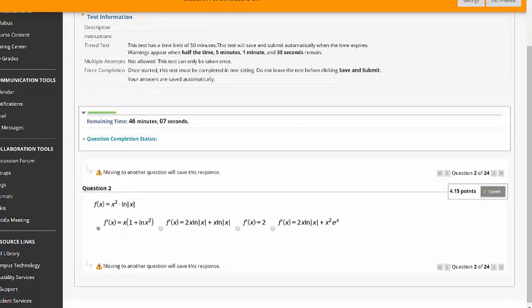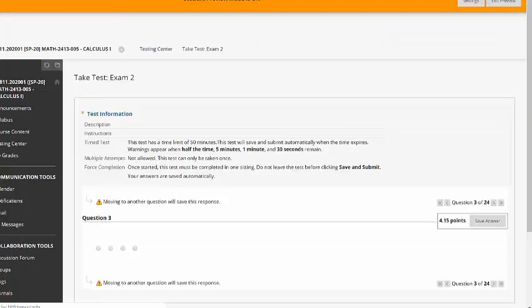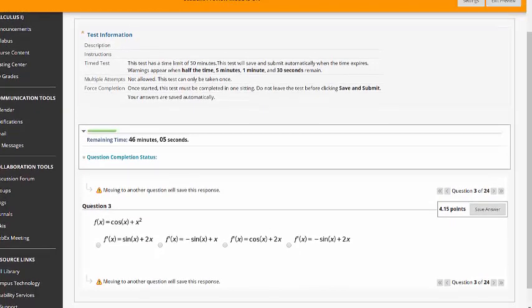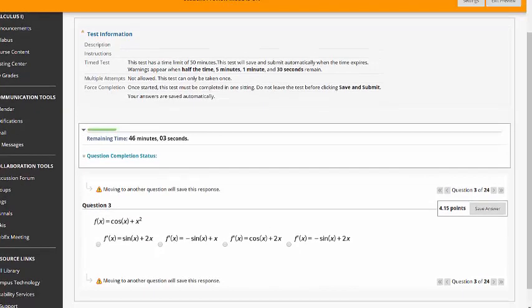All right, so next question, question 3. Cosine x plus x squared, you just apply the derivatives of both of them. The derivative of cosine is negative sine. The derivative of x squared is 2x. So we just go through our answer choices. It looks like that last one is the right choice. So let's go ahead and move on. And again, the derivative of cosine is just one that you need to have memorized.